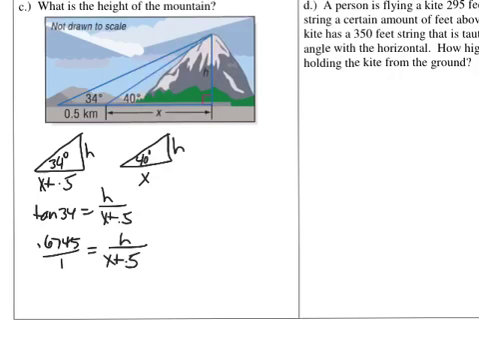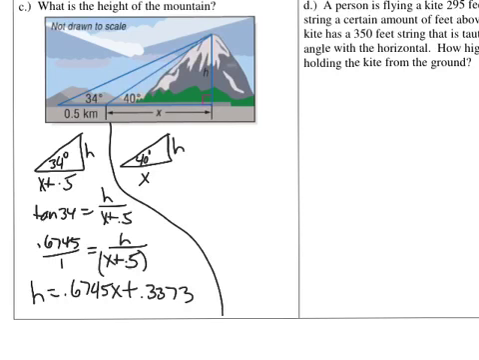Well, if I'm going to cross multiply, I'm going to end up with an expression for h, and that's going to be equal to, remember this is a binomial, 0.6745x plus 0.3373. Okay, that's the first triangle. And the second triangle, it's a little bit better, because we have the tangent of 40 is equal to h over x. The tangent of 40 is 0.8391, and that's equal to h over x.